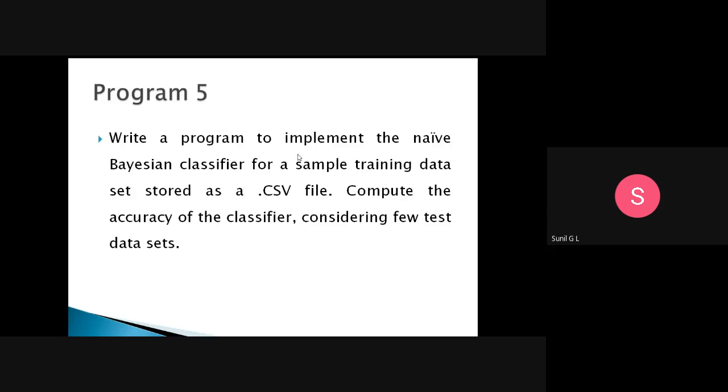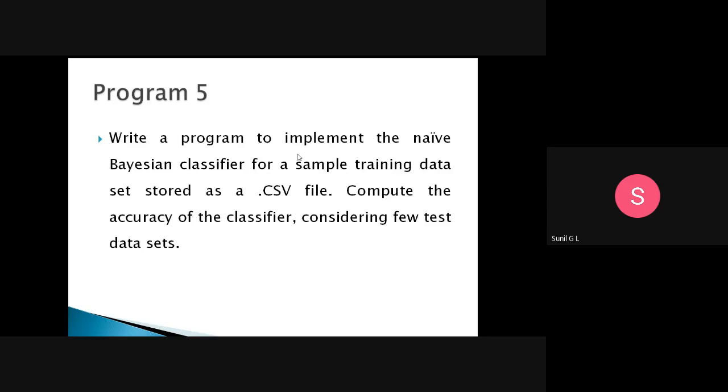Now we will see program 5, based on this Naive Bayes classifier. Here we will write a program to implement the Naive Bayes classifier for a sample training data set stored as a CSV file, and compute the accuracy of the classifier considering a few test data sets. We need to take a CSV file, apply the Naive Bayes classifier, and calculate how it classifies and the accuracy of the classifier.